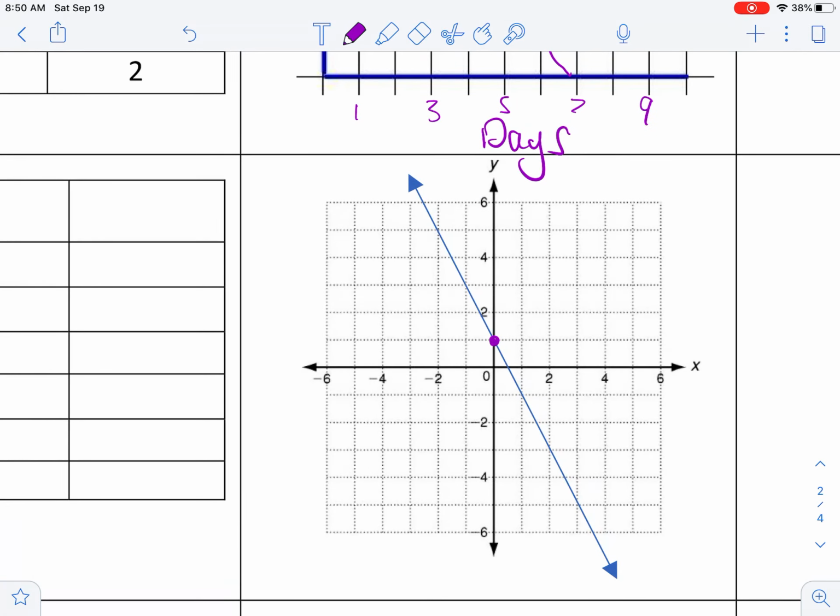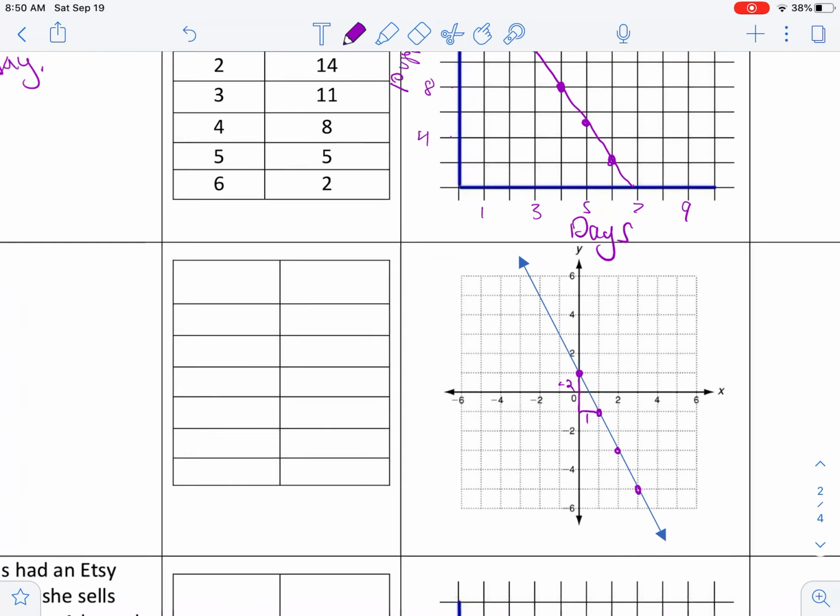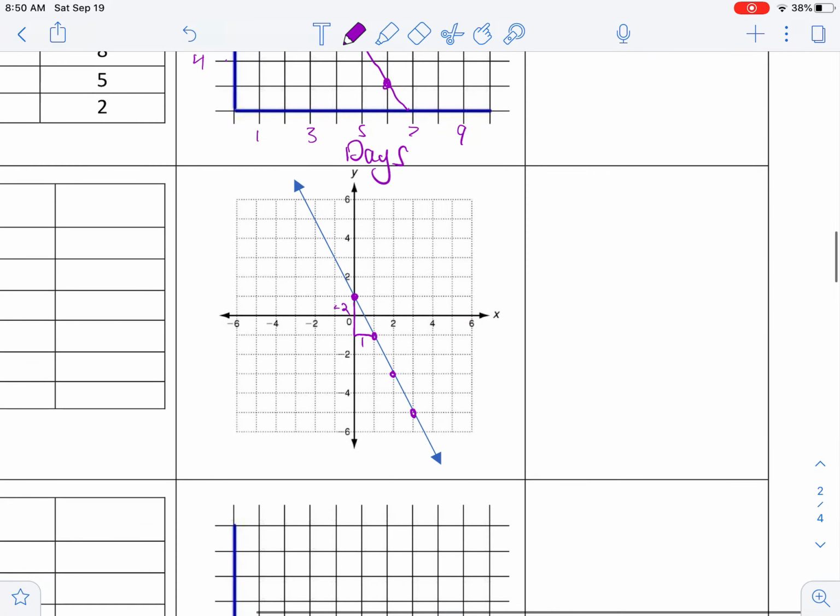All right. For the second one, we're given a graph, and it appears that that graph has a slope of -2. We're falling 2 and we're running 1. Okay. So I can go ahead and actually write an equation for that right off the bat. Y equals -2x, and I'll say plus 1 because our y-intercept is 1. I can see that right there.